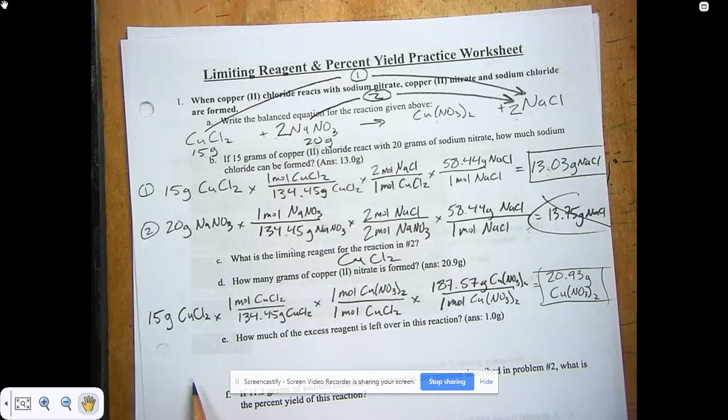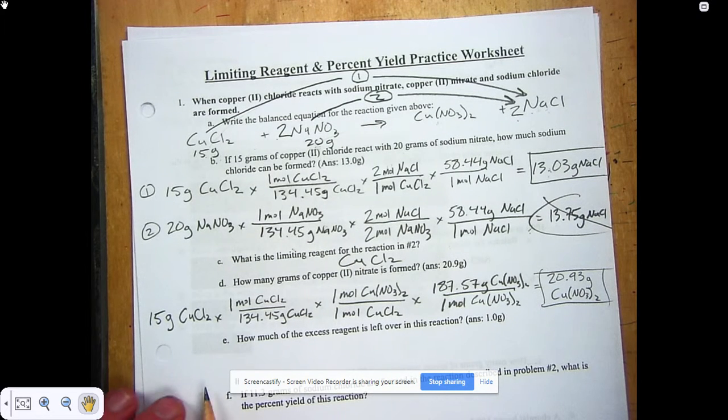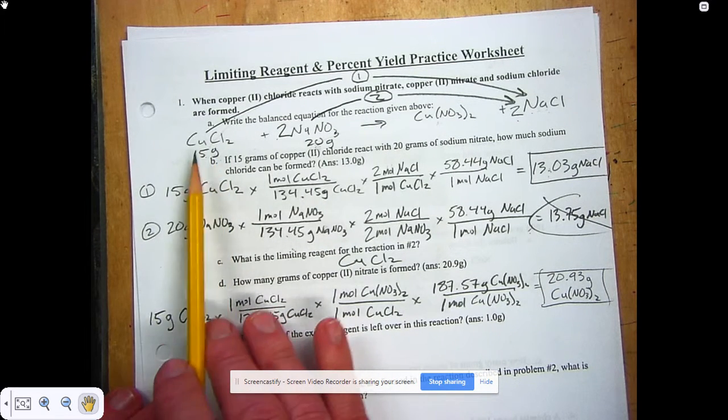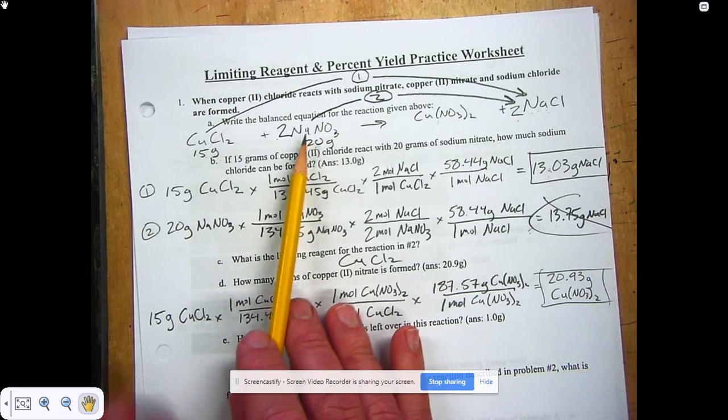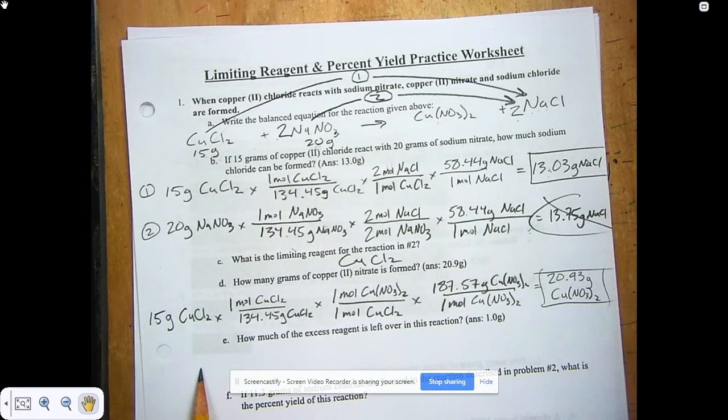So that's what we're going to do here, a gram to gram stoichiometry problem going from grams of copper(II) chloride to grams of sodium nitrate. We're going to do that right here.